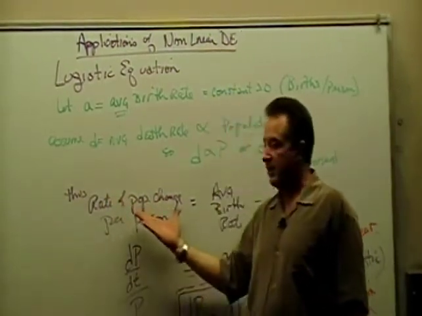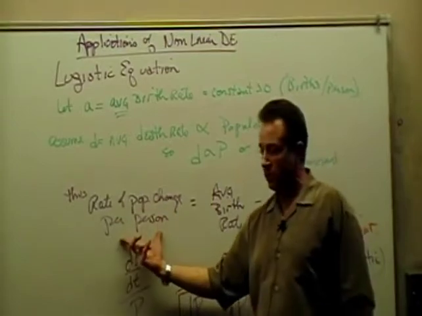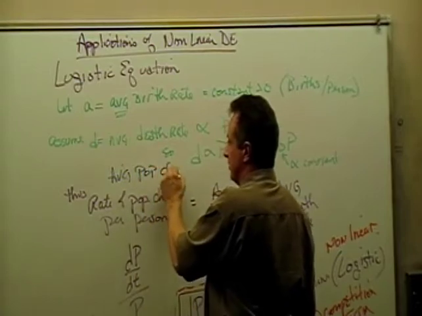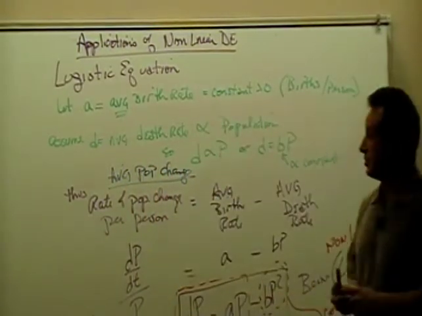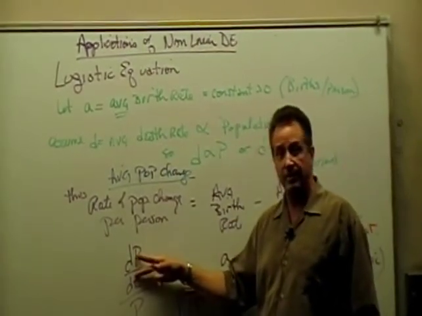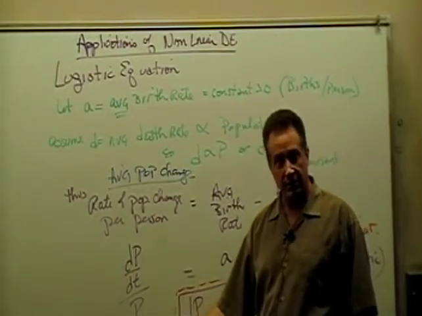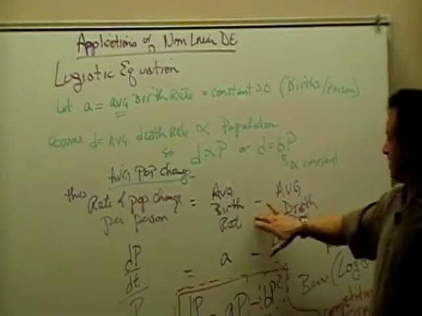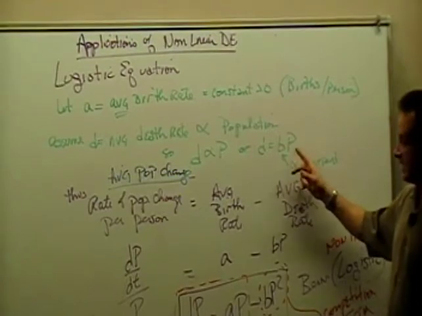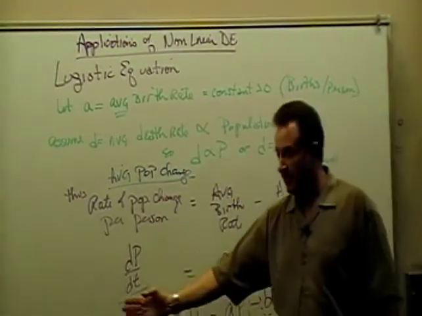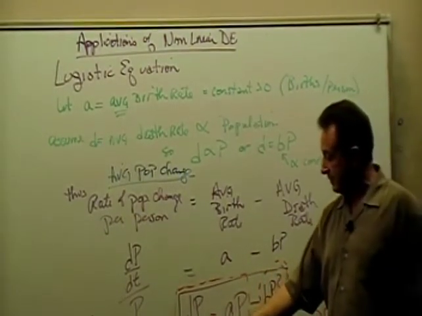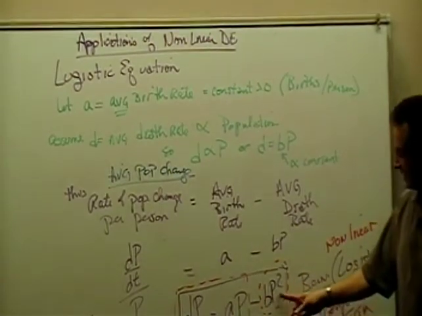And thus, the rate of population change per person, this is actually asking for the average population change. The average population change, which is the rate of population change per person, would be the rate of change of the population with respect to time, divided by the total population, and that should equal the average birth rate minus the average death rate. Average birth rate is A. Average death rate then would be this BP. So it's minus BP. If I multiply both sides by the population, I get a differential equation. The rate of change of P with respect to time is equal to AP minus BP squared.